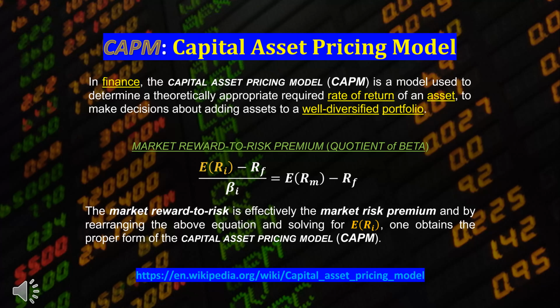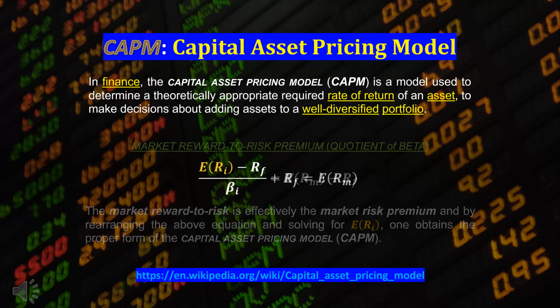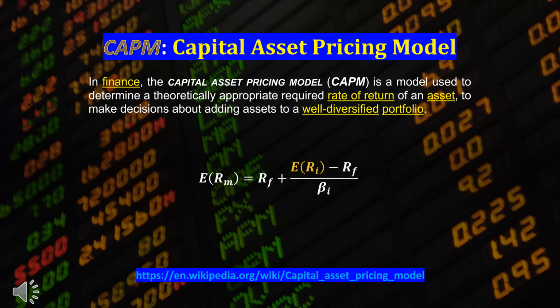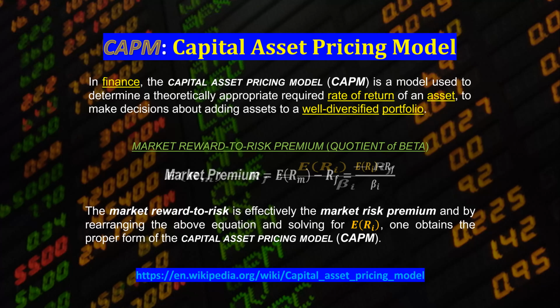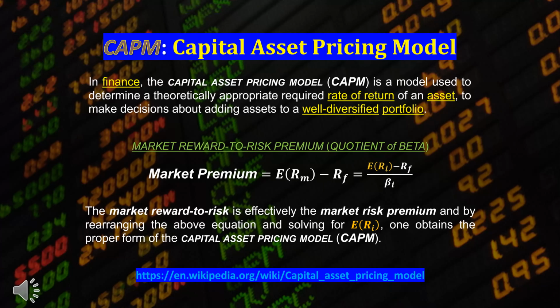Dividing both sides of the last equation by beta obtains the market premium as shown on the right side of the equation. Sometimes one might want to determine a market rate by employing the other parameters as inputs. The market premium is the market rate gained above or lost below the risk-free rate. The market reward to risk is effectively the market risk premium.